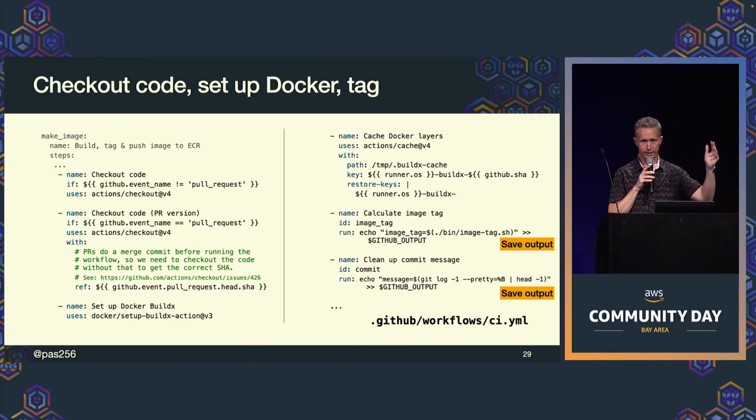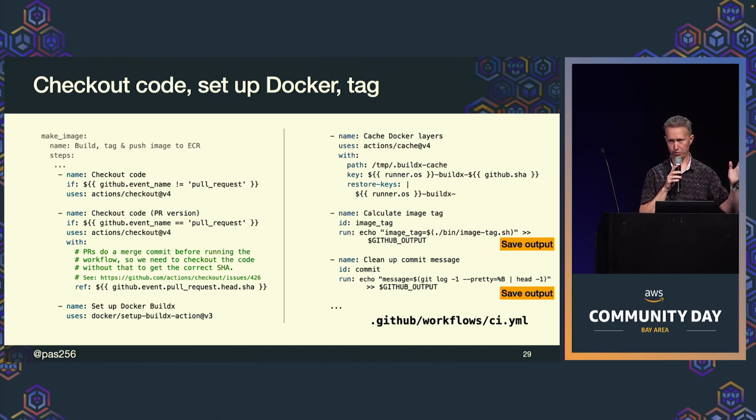As we go through this, now we can check out our code. We can set up Docker and Docker layer caches. And I've included this here for you to have a reference for how to do this, because it was pretty finicky to get Docker layer caching to happen inside of GitHub.